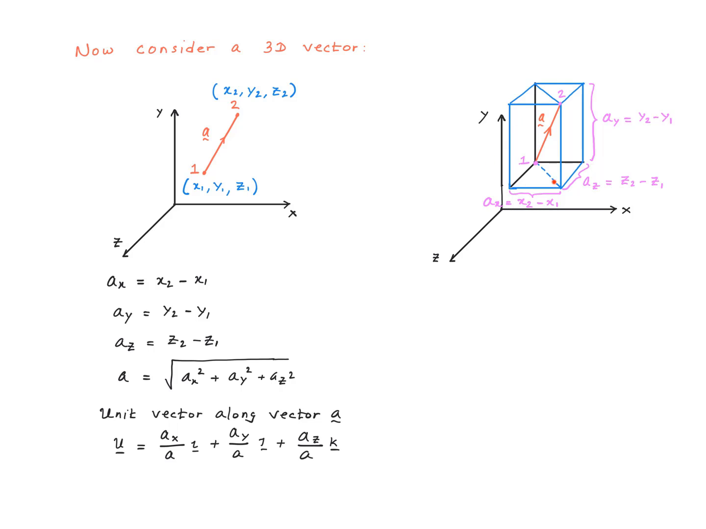Now picturing a rectangular box around the vector A, like shown in this picture, you can see the dimensions of this box are the components of the vector A. The dimensions of this box are these: Ax equals x2 minus x1, Ay equals y2 minus y1, Az equals z2 minus z1. The magnitude A is then given by the square root of Ax squared plus Ay squared plus Az squared, and the unit vector along A is Ax over A times i plus Ay over A times j plus Az over A times k.